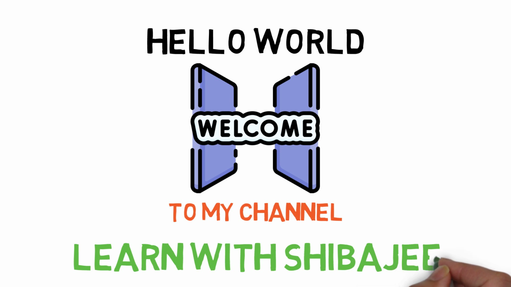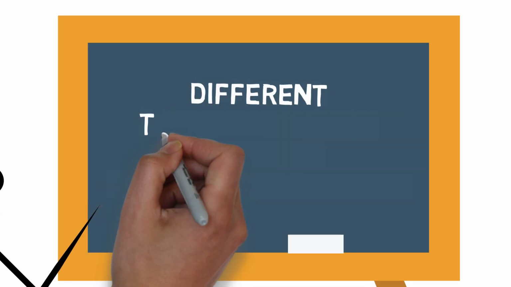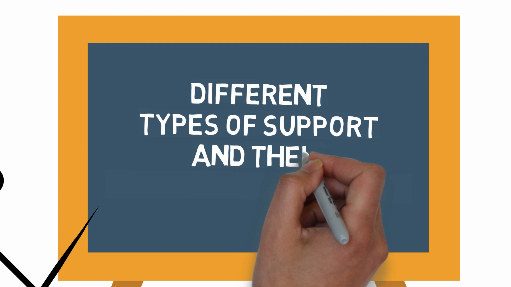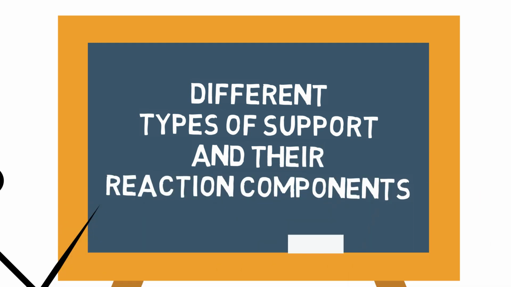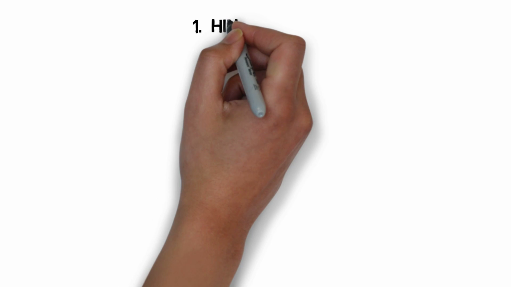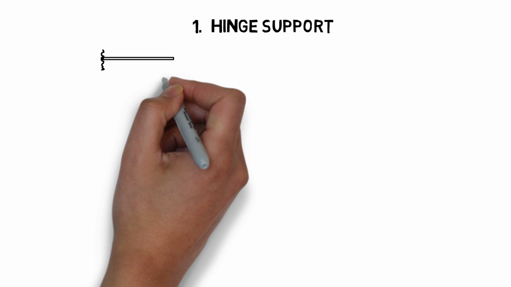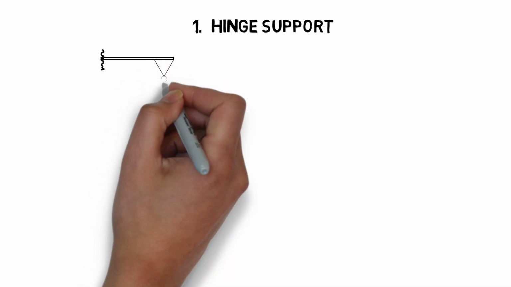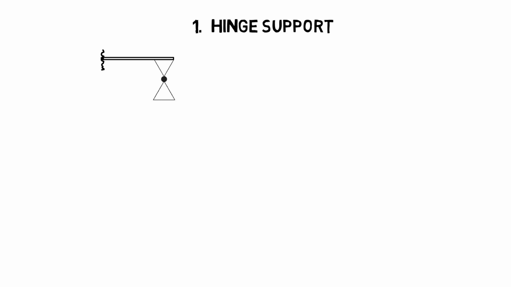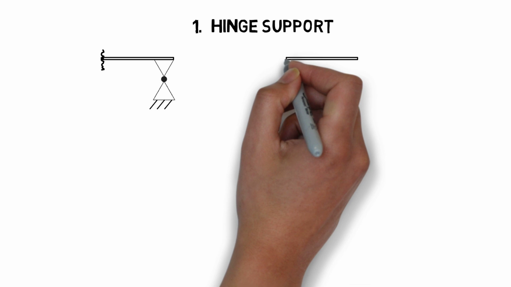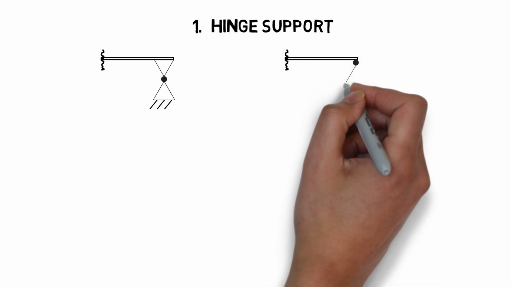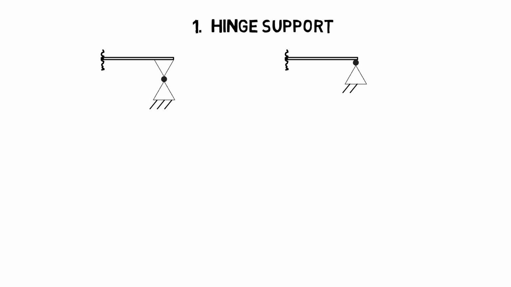Today we are going to learn about a very interesting topic in civil engineering, which is different types of support and their reaction components. Let's start with the first support, that is hinge support. It is a support which can resist both vertical and horizontal forces, but they cannot resist the moment. It means hinge support is restrained against translation.